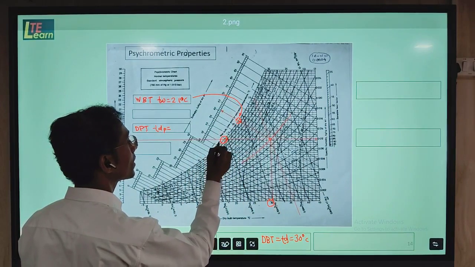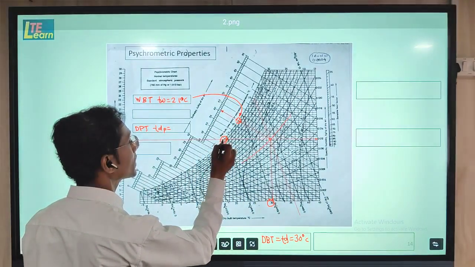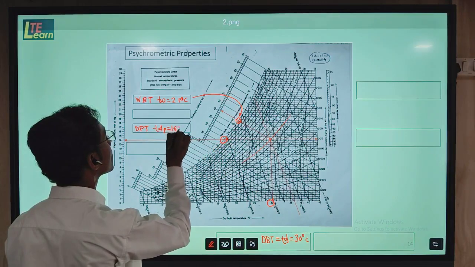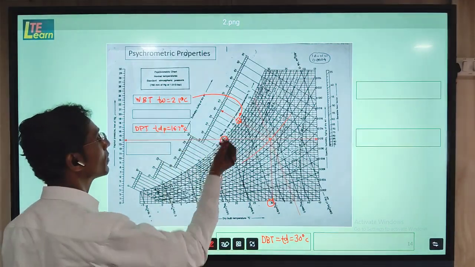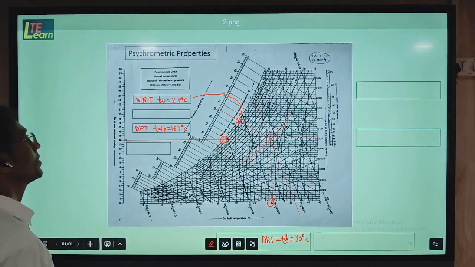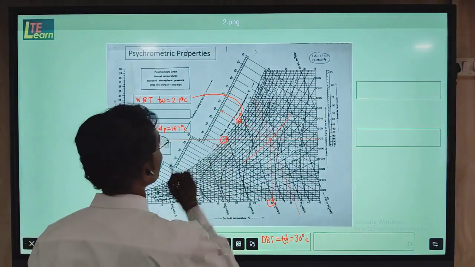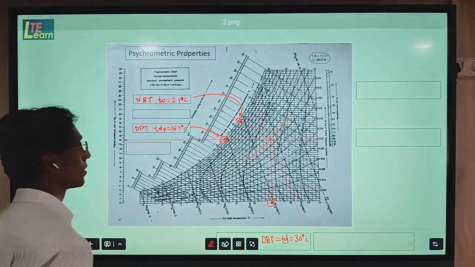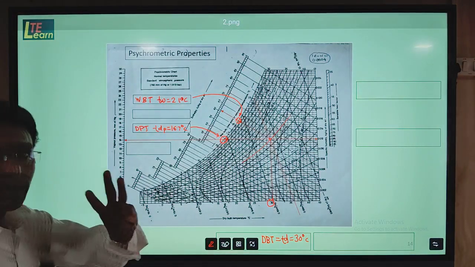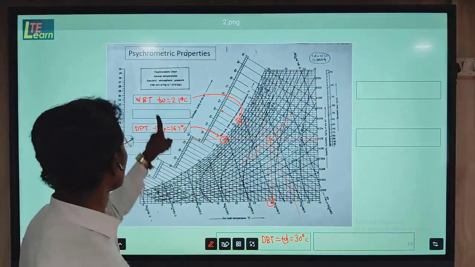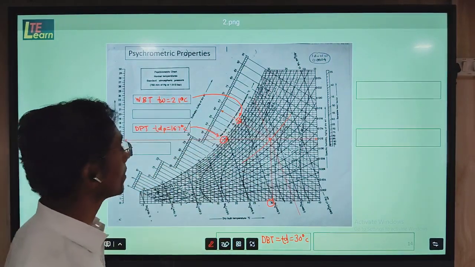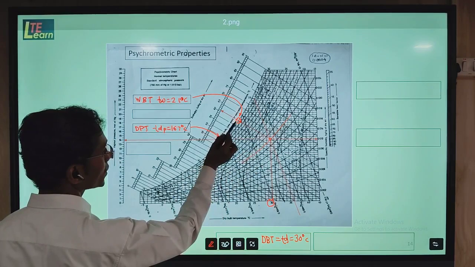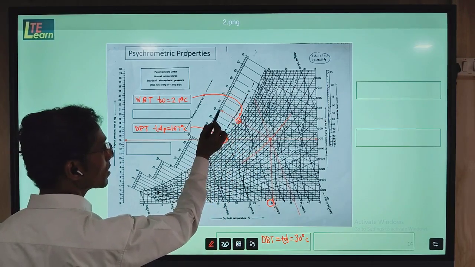Not 16, 15, then 16, and here it is 17. So 16.7, it is closer to 17. So 16.7 degree Celsius, that is the dew point temperature. In this way we have found now the three values: dry bulb temperature, wet bulb temperature, and dew point temperature.